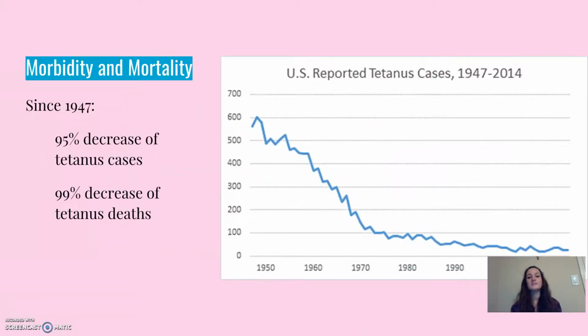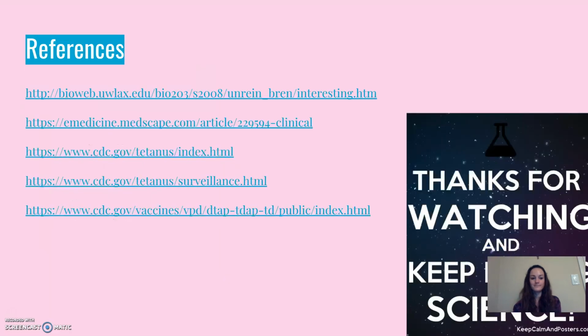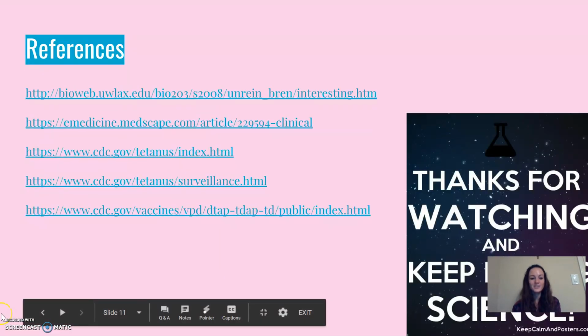Morbidity and mortality since the introduction of the vaccine into the vaccination schedule has decreased a tremendous amount. We have had a 95% decrease in tetanus cases in the U.S. and a 99% decrease of tetanus deaths in the U.S. So we have very few tetanus cases. This isn't the same for the whole world, but as the vaccine continues to do its work, the number of tetanus cases is decreasing everywhere. And these are my references, and thank you for watching.